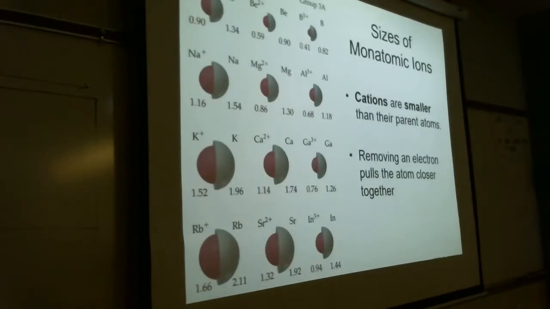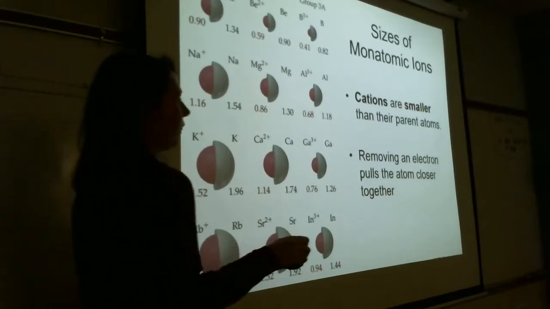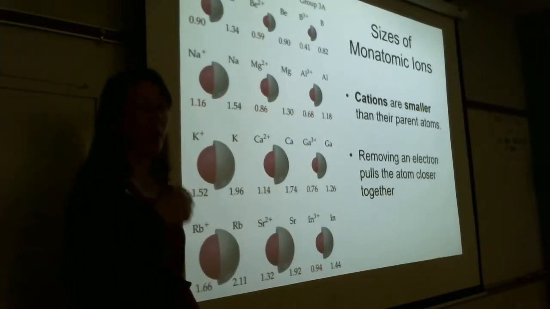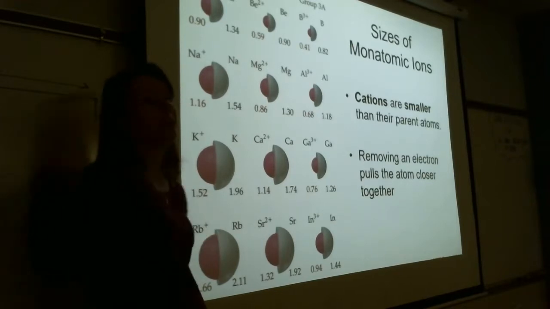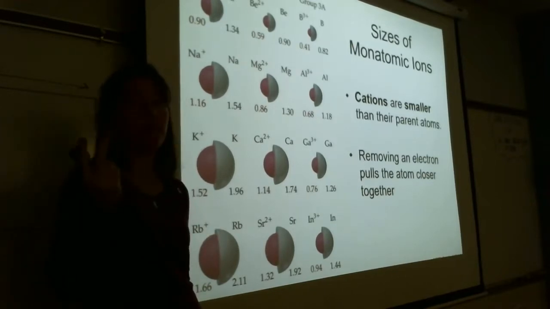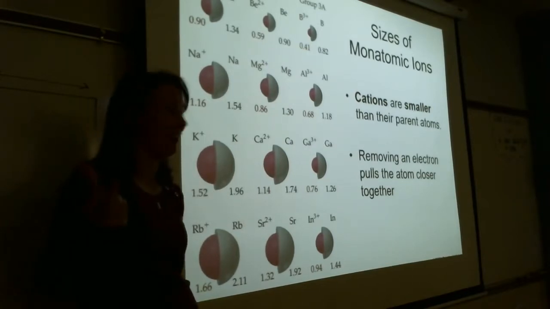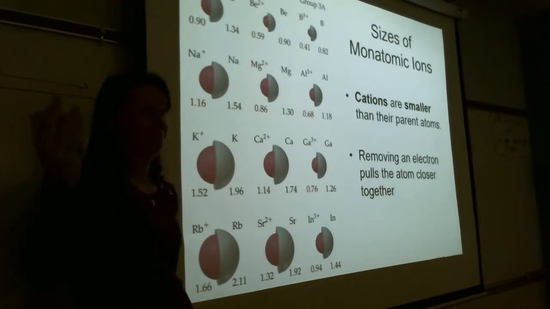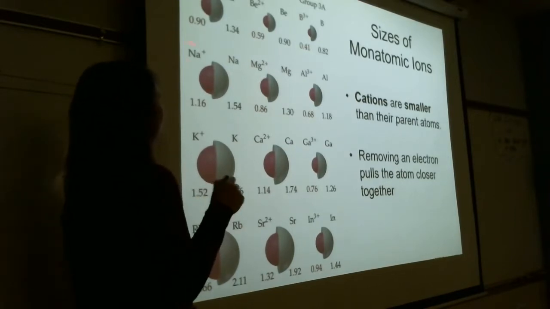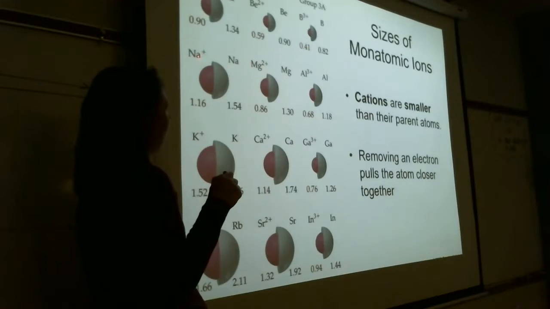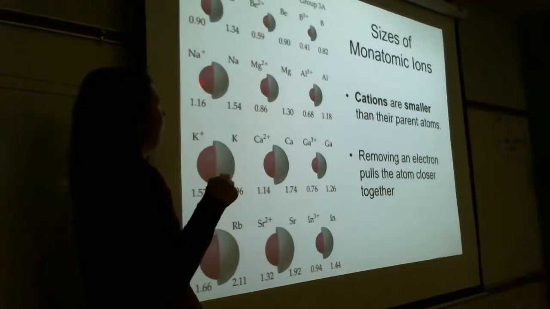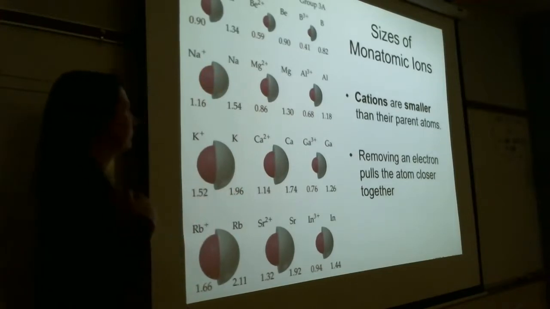Now let's talk about ions. Ions are different. Think about why. Cations are smaller than their parent atoms. You've lost an electron. Just think of it in terms of human words. If you lose weight, most people, you're smaller, right? If you lose something, it gets smaller. When sodium loses an electron and becomes a sodium ion, the electron cloud shrinks. It gets smaller.